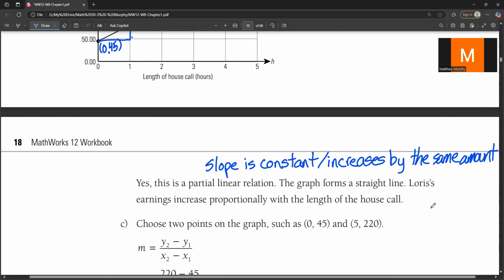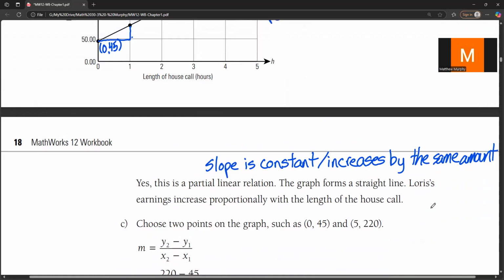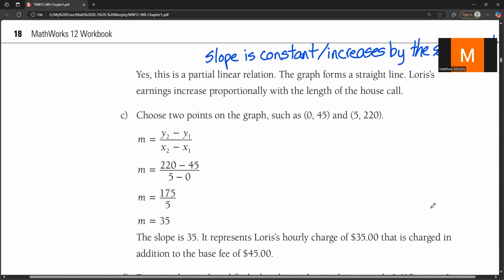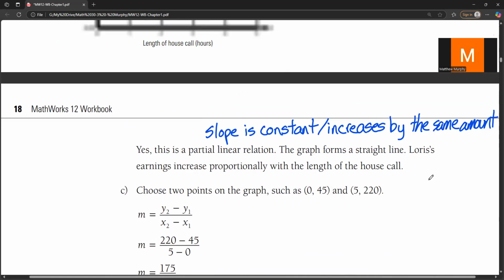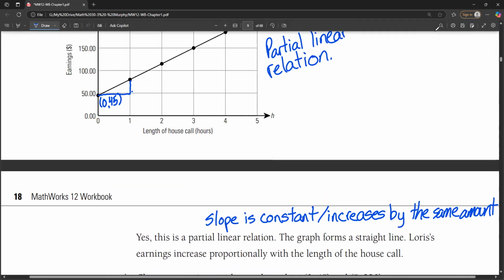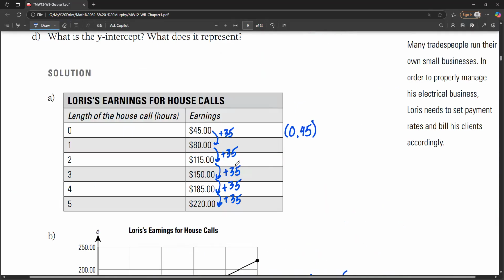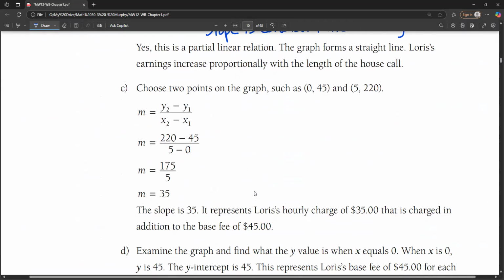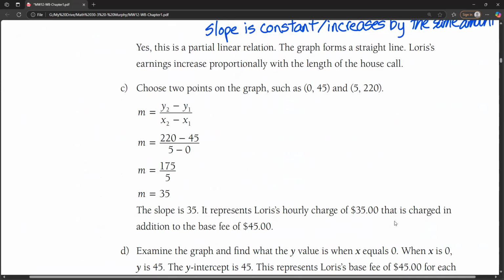C, it says determine the slope. Now they're using the equation here, but you could have done what we did on the table up here, which was 35, 35, 35, 35. You can just tell right there. If you're asked to use the equation or you forget how to look on the table, just remember, you're trying to find the difference between 2 points.